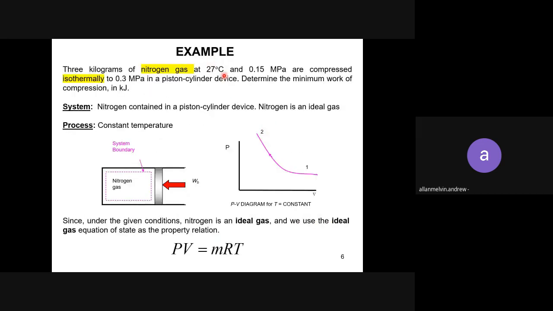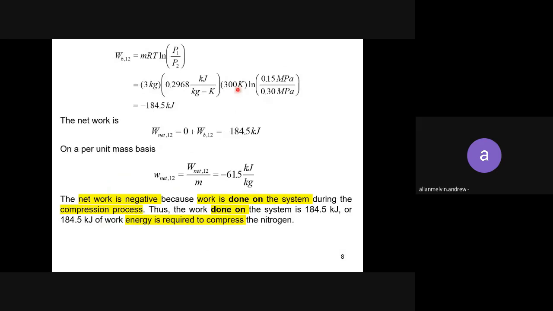Then T is 27 degrees Celsius. In this formula it must be in Kelvin, so Celsius plus 273: 27 plus 273 equals 300 K. Then ln of P1 over P2, so P1 is 0.15 megapascal over P2, which is 0.3 megapascal. You solve all this, and you will get negative 184.5 kilojoule.